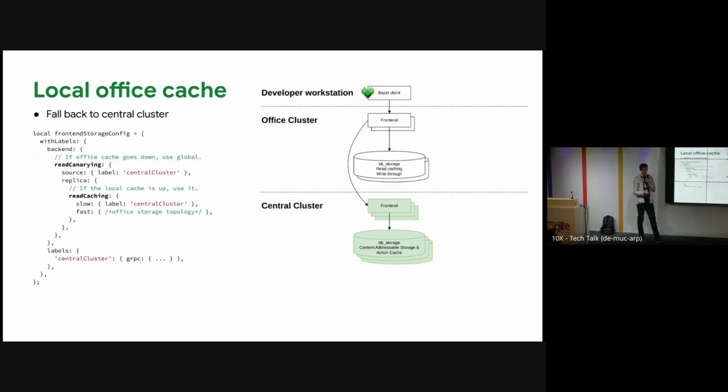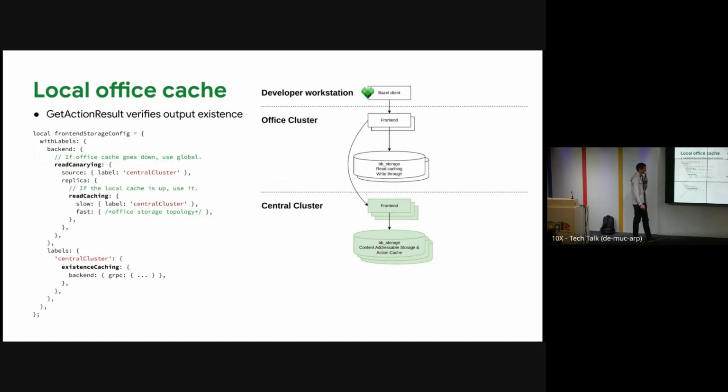That's not really good if the local storage goes down. So therefore we have read caching, and then we have read canarying to say that if the storage in your local office is broken, then just go to the central storage instead. It will add a bit of latency, but that's all right while the local storage is down. You can, of course, configure mirroring in the office storage as well if you want, but it depends on your needs.